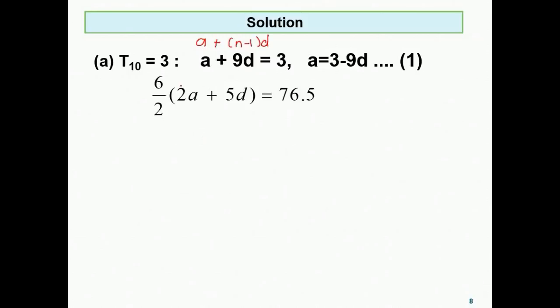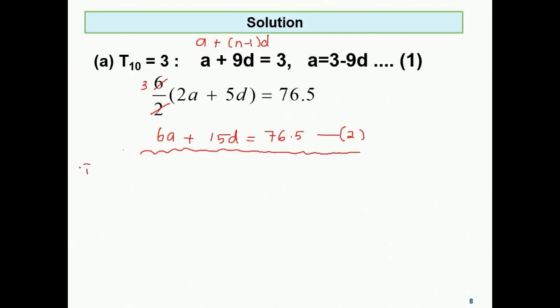Simplify the term. So 2 times 3, we have 6a plus 15d is equal to 76.5. So assuming this is equation 2, we solve simultaneous equation 1 with equation 2, where we substitute equation 1 into equation 2.